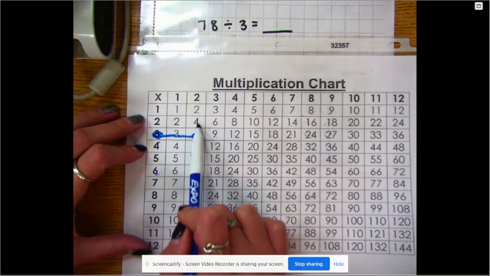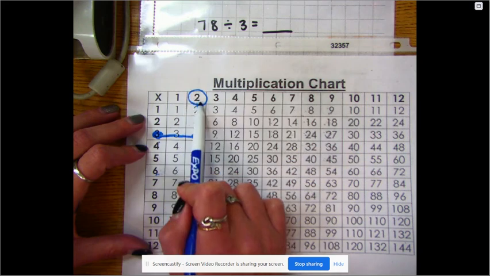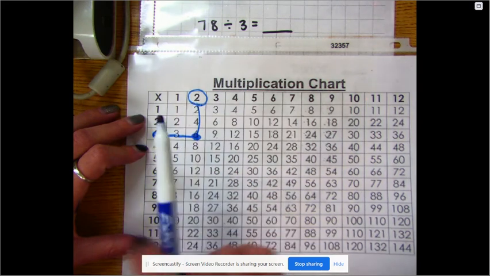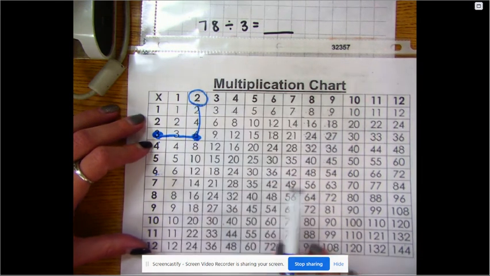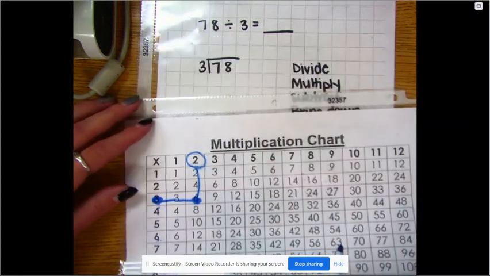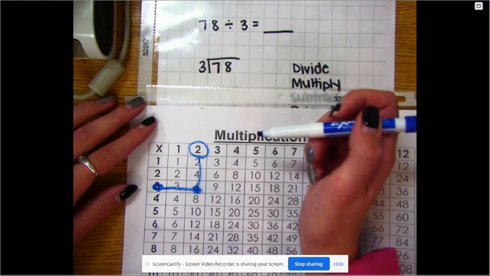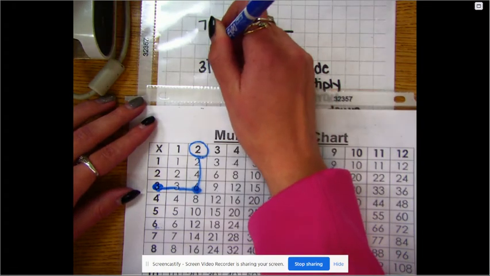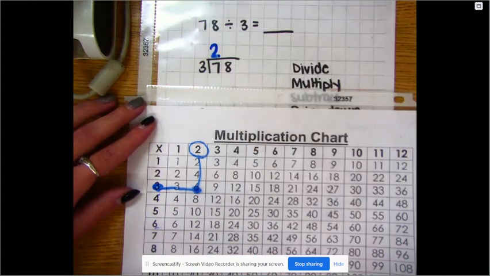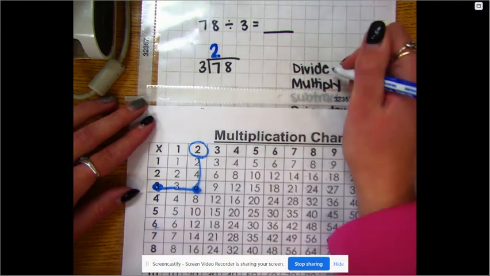And I'm going to ask myself, how did I get there? 2. 2 is at the top of my multiplication chart. So where is 2 going to go on my standard algorithm? If you said on the top, you are correct. So now I just divided.